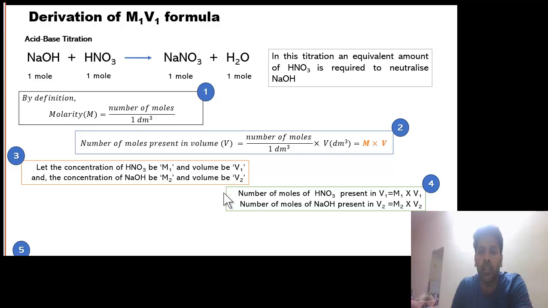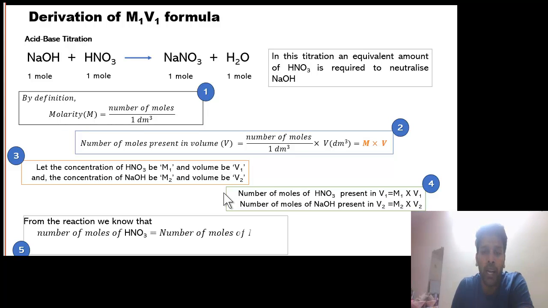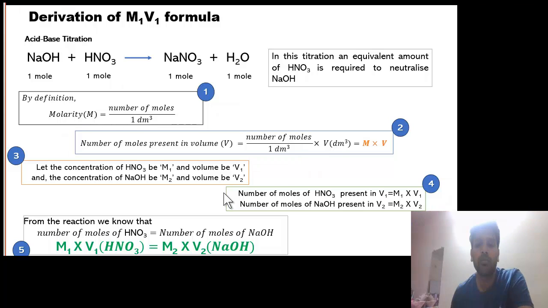From the reaction itself, we know that we require an equivalent amount of nitric acid to completely neutralize NaOH. That is, the same number of moles are required for complete neutralization. Thus, correlating the moles of nitric acid and the number of moles of NaOH, we have M1V1 of nitric acid equal to M2V2 of NaOH, getting us the formula M1V1 equal to M2V2.